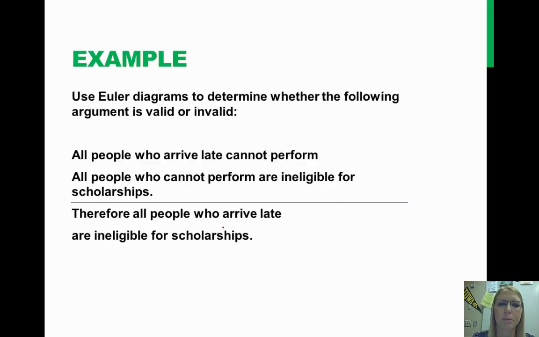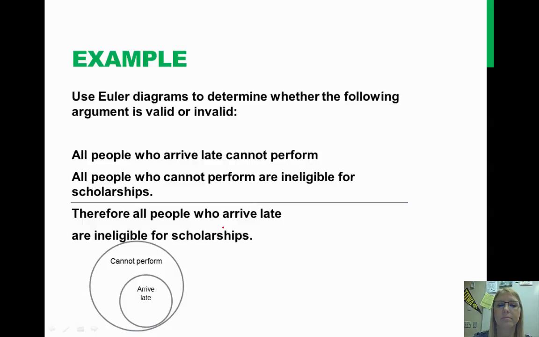Let's look at this example. We're going to use an Euler diagram to determine whether the following argument is valid or invalid. All people who arrive late cannot perform. All people who cannot perform are ineligible for scholarships. Therefore, all people who arrive late are ineligible for scholarships. So the first thing we need to do is to make an Euler diagram for the first premise. All people who arrive late cannot perform. It should look like this. Notice that the circle with the people that arrive late is located inside the circle of those that cannot perform.